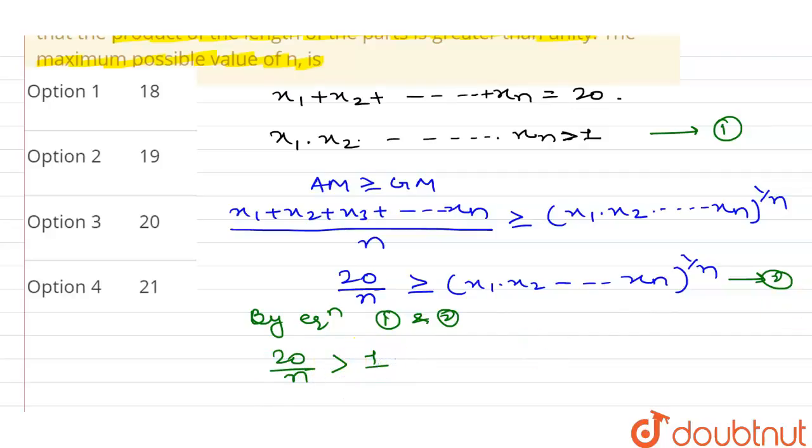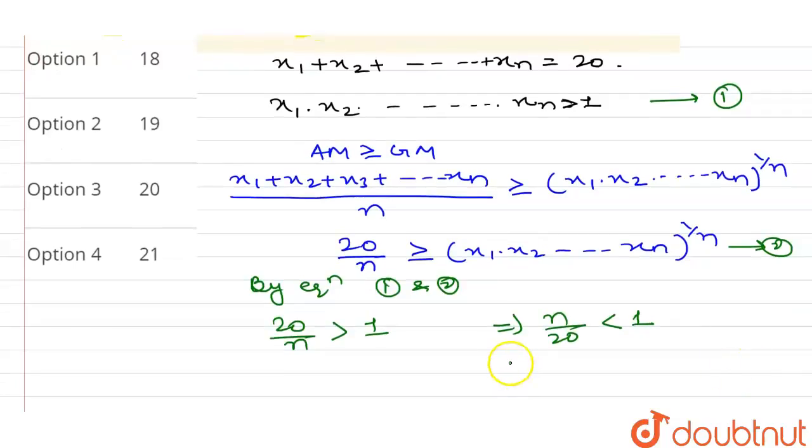Okay, so from here, if I reverse the entire inequality, then the inequality gets reversed, so n by 20 is less than 1. So from here I can say the n value should be less than 20. The nearest value less than 20 is 19. So option 2 is the right answer, that is 19.